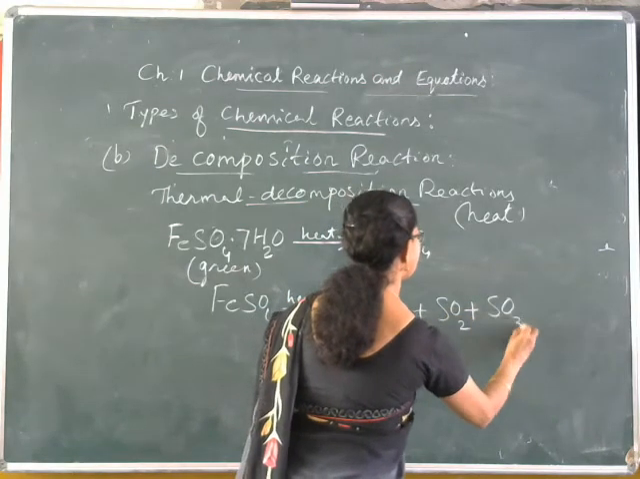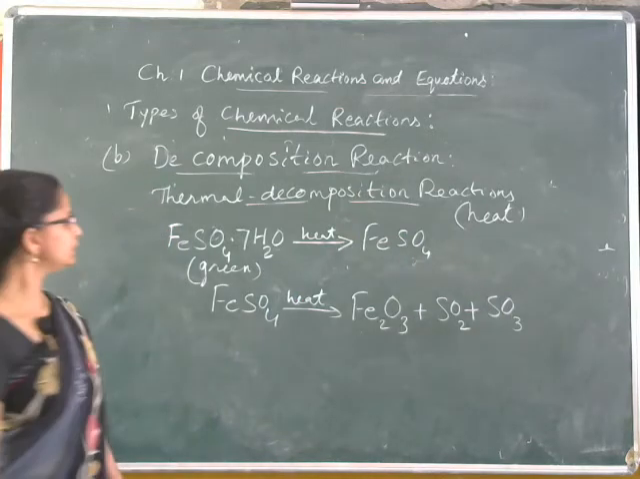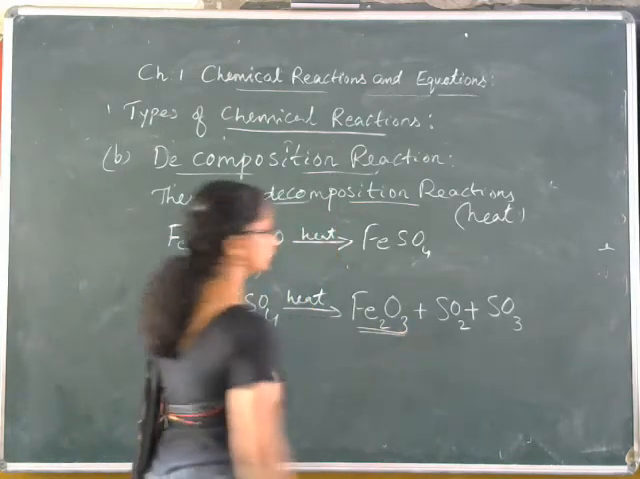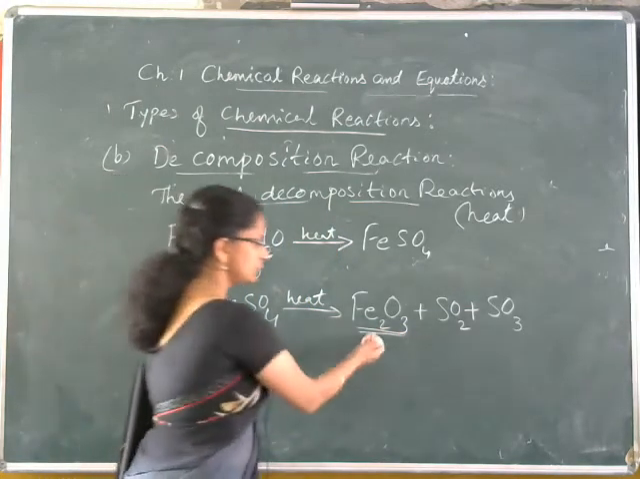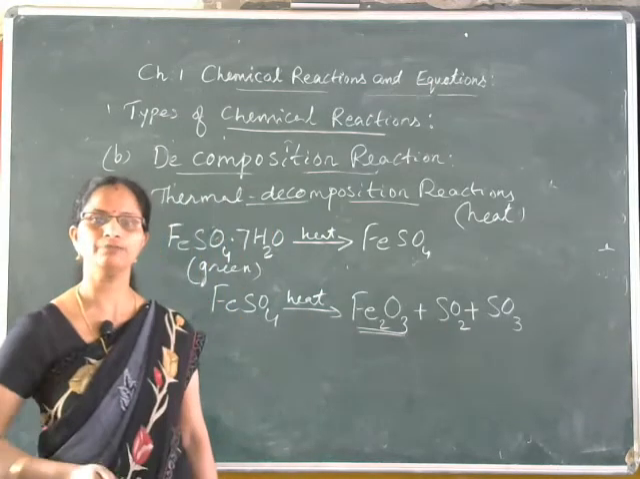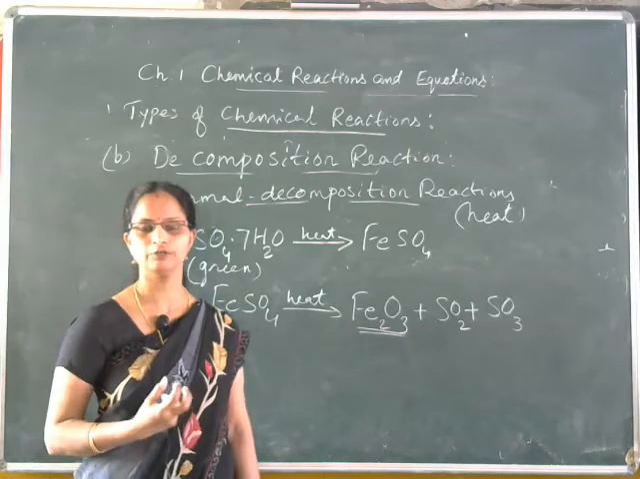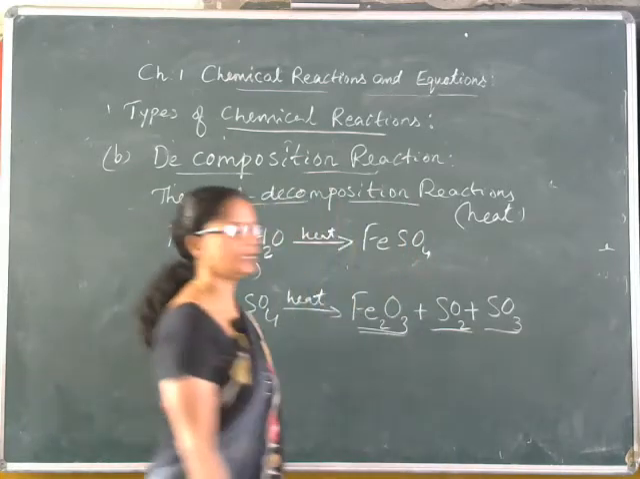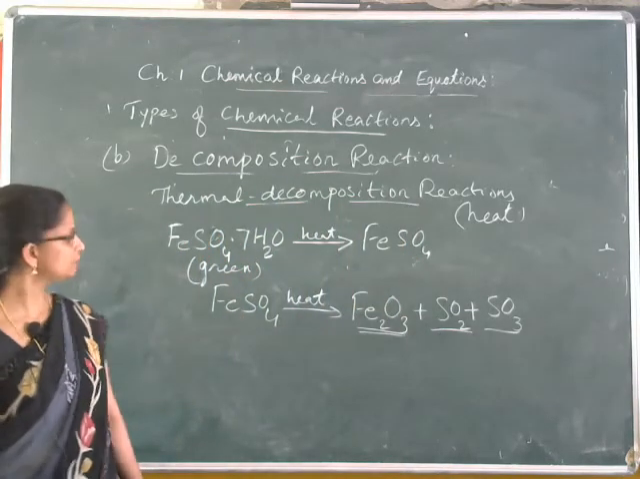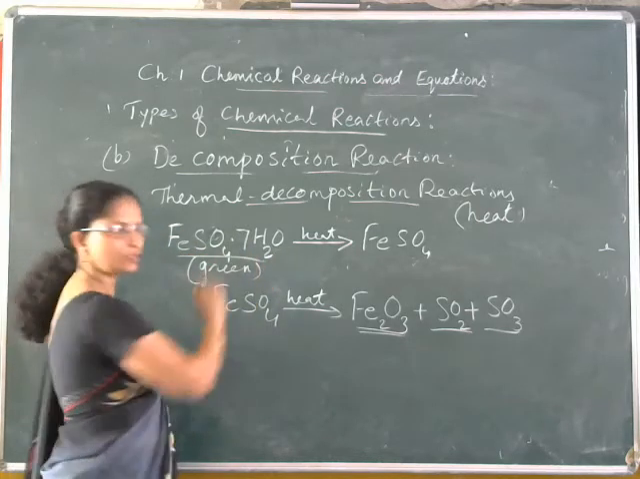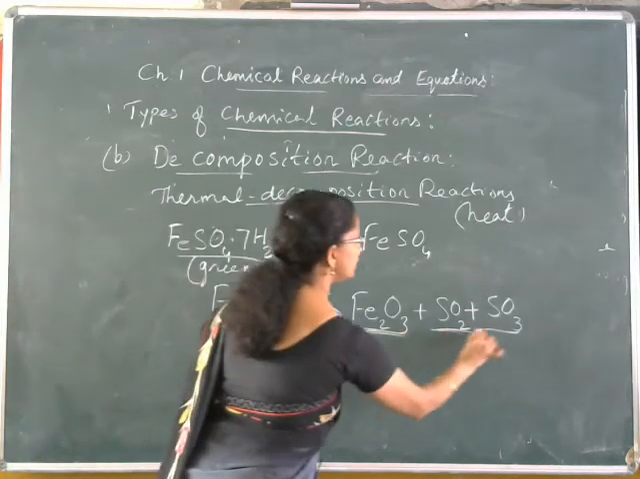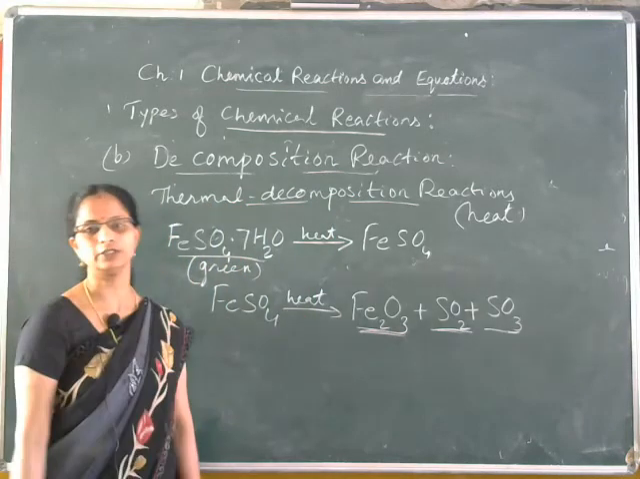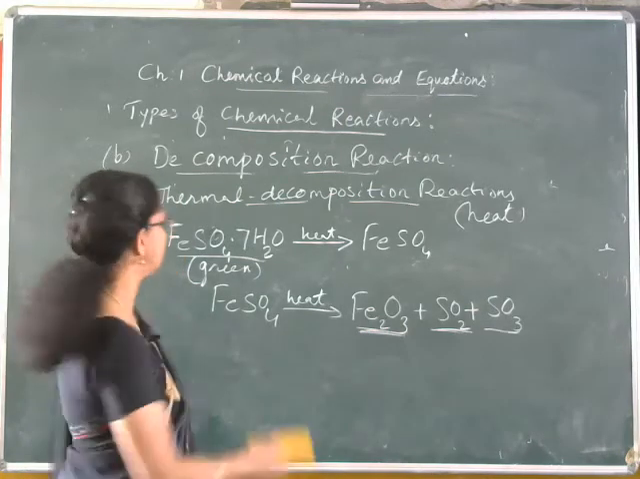SO2, and SO3. We can see that initially the color was green and now the color has changed into reddish brown due to ferric oxide. That is, a reddish brown residue is left in the test tube. At the same time, from the test tube, we can observe a burning smell of sulfur that is due to the release of the gases sulfur dioxide and sulfur trioxide. So here the single compound, on absorbing heat energy, splits into three products. This is an example of a decomposition reaction by absorbing heat energy. Consider another reaction.